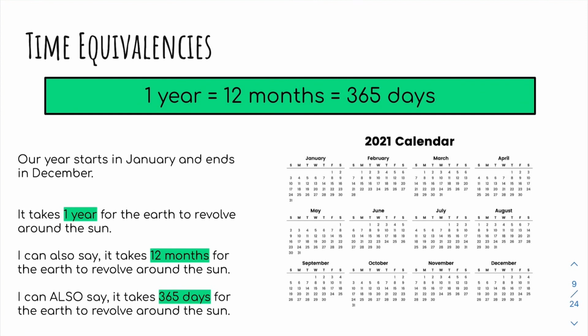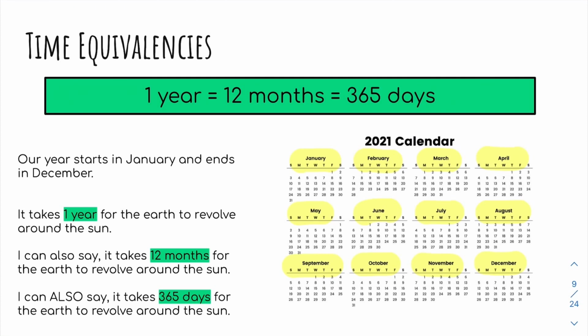1 year is equal to 12 months. January, February, March, April, May, June, July, August, September, October, November, and December. 1 year is also equal to 365 days. Our year starts in January and ends in December.